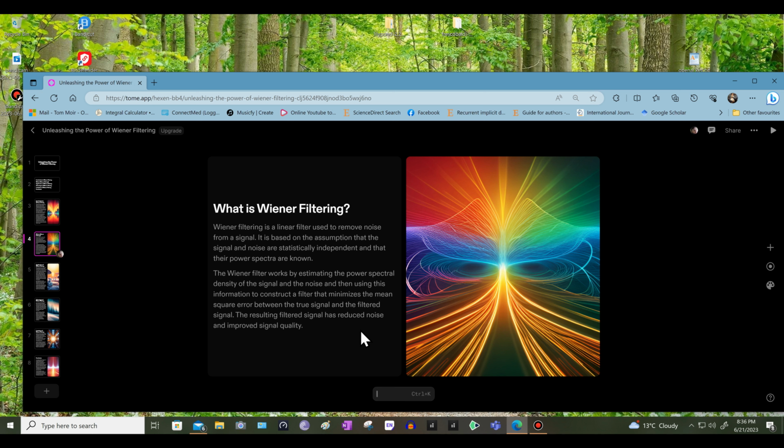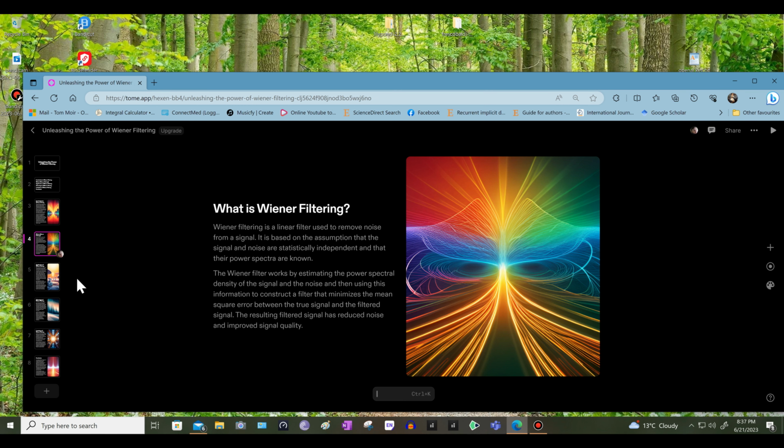The resulting filtered signal has reduced noise and improved signal quality, so it hasn't overestimated things. It says reduced noise, it doesn't say zero noise or remove the noise completely or anything silly like that.